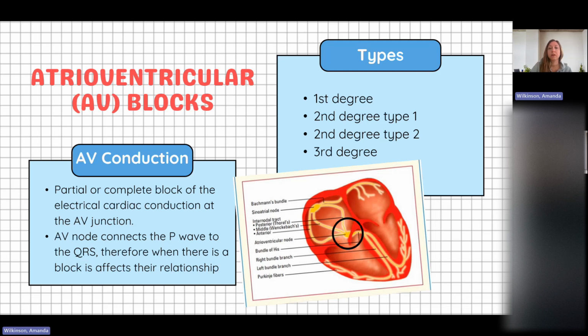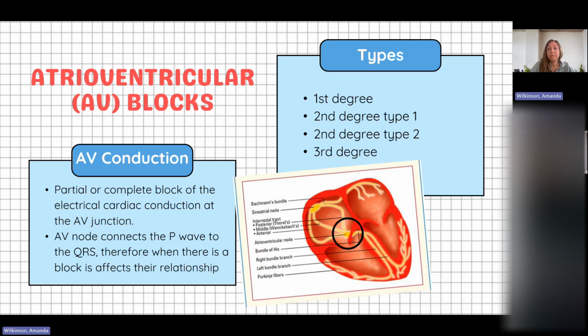interference there is. So there is our first degree AV block, and this is the mildest form of the blocks. Our second degree type 1, it's also called a Wenckebach block. Our second degree type 2, which is a little bit more serious, also referred to as a Mobitz 2. And third degree AV block, which is a complete disconnect between the atria and the ventricles. So each of these affects the PQRS relationship in a unique way, and we'll break them down next so you can recognize them on a monitor, understand what they mean, and know when it's time to act on them.